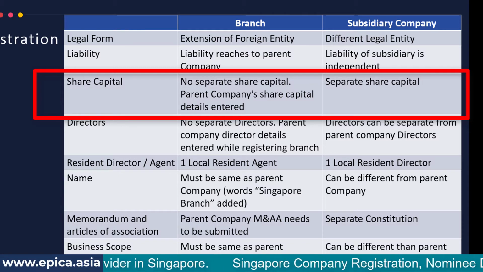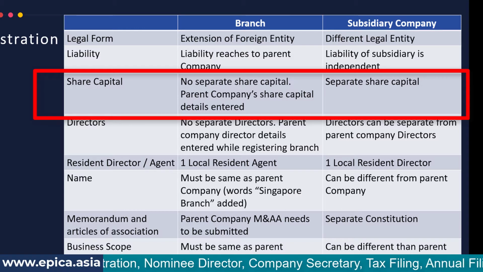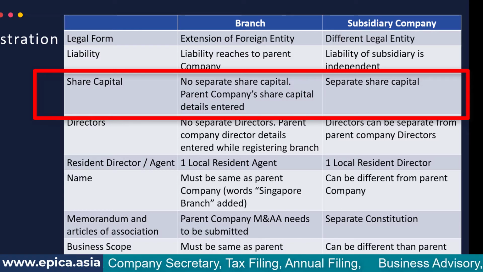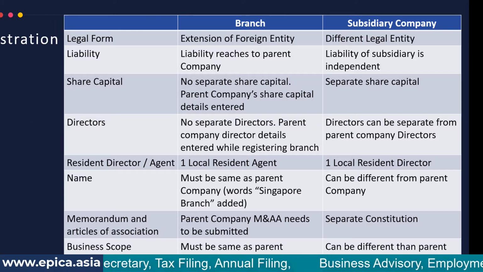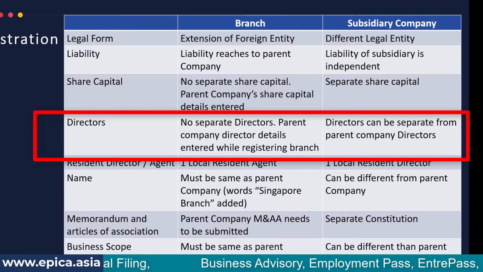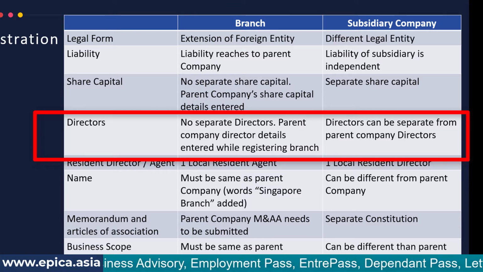Regarding share capital, since a branch is not a separate legal entity, since it is only an extension, there is no separate share capital for the branch. The parent company's share capital details are entered at the time of registration of the branch. In the case of a subsidiary company, it will have its own share capital which will be provided by the parent entity. Regarding directors, there are no separate directors for the branch. The parent company's director details are entered while registering the branch.